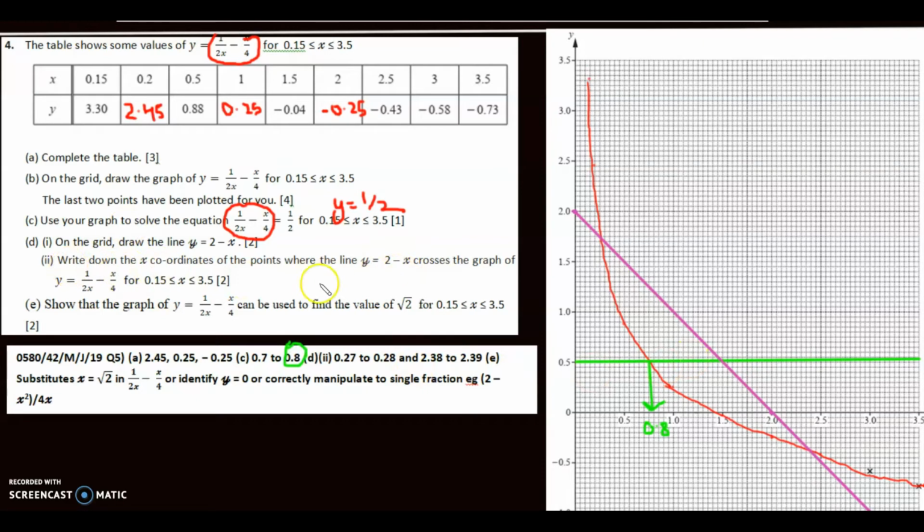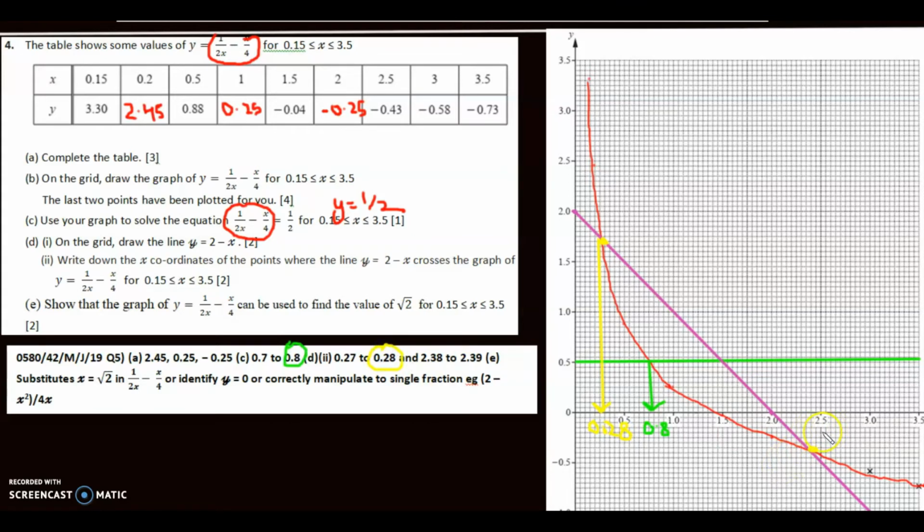Okay. Write down the x coordinates of the points where this line crosses the graph. So they're asking for the points of intersection of the purple graph and the red graph. So where do they meet? So they're meeting at this one point of intersection and this is the other point of intersection. Read the corresponding values of x. So the first one is coming out to be 0.1, 0.2, a little bit before 0.3. So I'll write 0.28 or 0.27, which are both acceptable, 0.28. So this is an allowed answer.